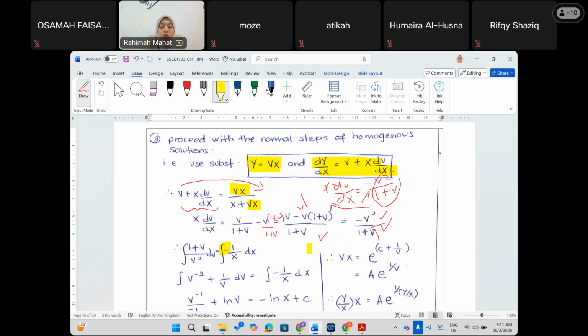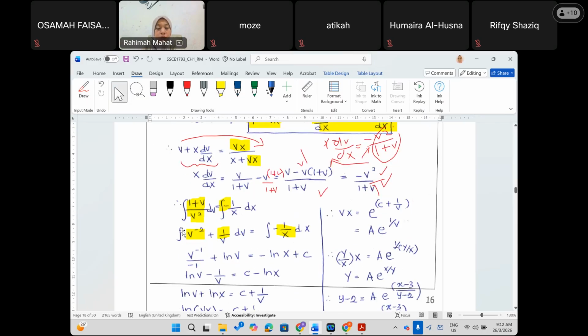So after you separate between the variables x and v, you can do the integration. Here, this one you can simplify to make it easier to do the integration. So you separate into 1 over v squared plus v over v squared. So you can get this one. And nothing else happens now because you only have one segment.